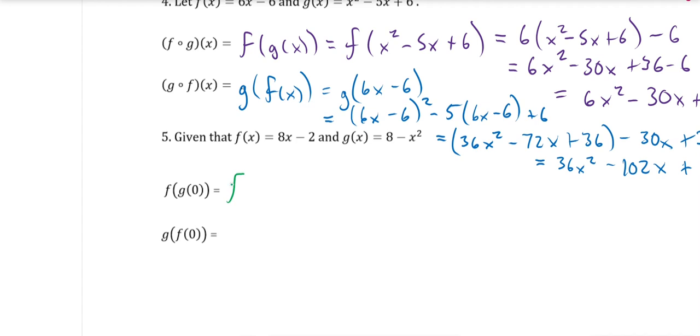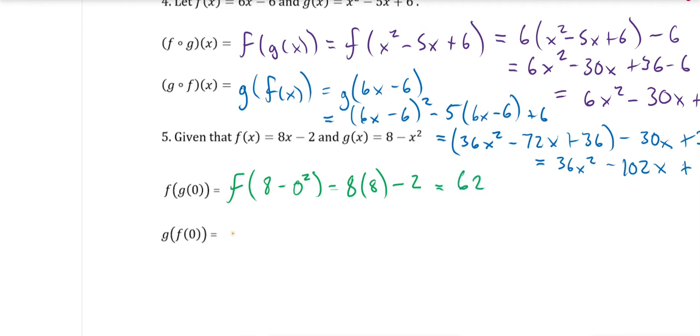We want to take and plug into f what happens when I plug 0 into g. Well, if I plug 0 into g, that would be 8 minus 0 squared, but that's just f of 8. Now, f says take the thing that is your argument, which is now in this case an 8, multiply it by 8, and minus 2 from that. And 64 minus 2 is 62.